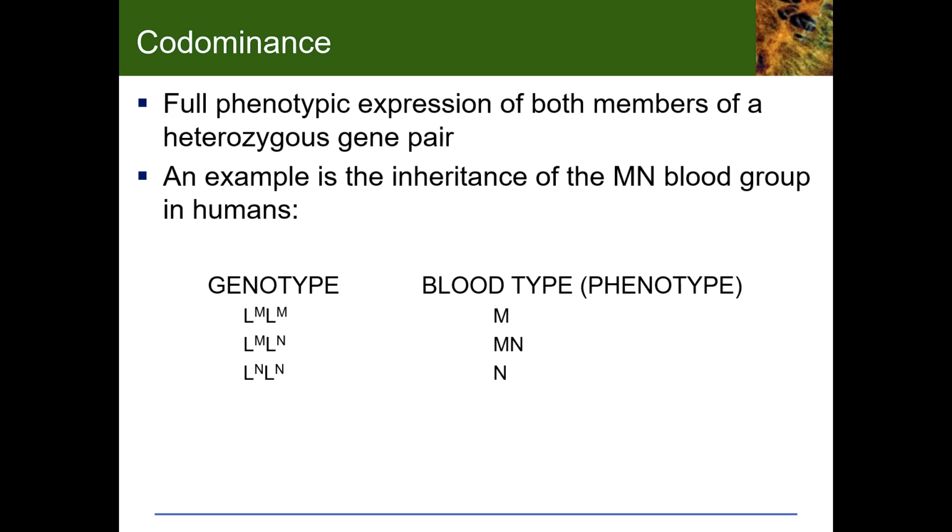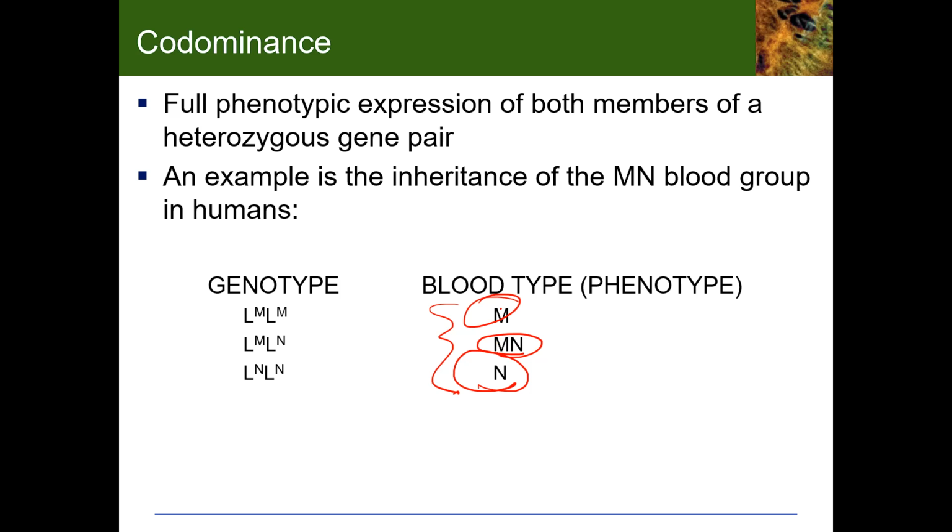Codominance: you have a full phenotypic expression of both members of a heterozygous pair. An example is the inheritance of the MN blood group in humans. For instance, if you have the genotype LMLM, you're going to have blood type M, because that's all you can get from it. If you have LMLN, you can only get blood type MN. And if you have LNLN, you can only get blood type N. So this is an effect of codominance.